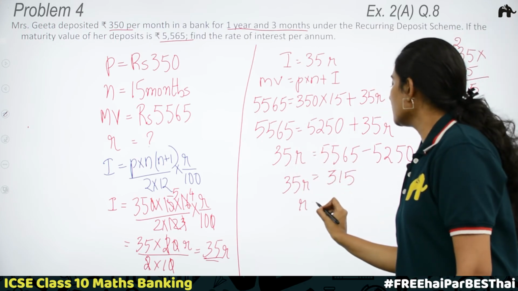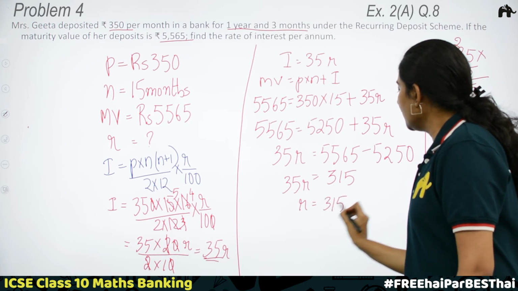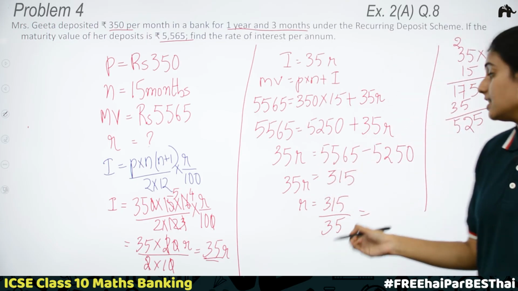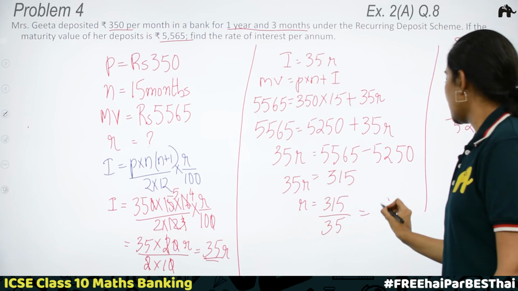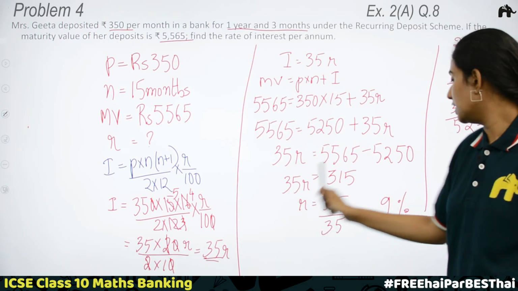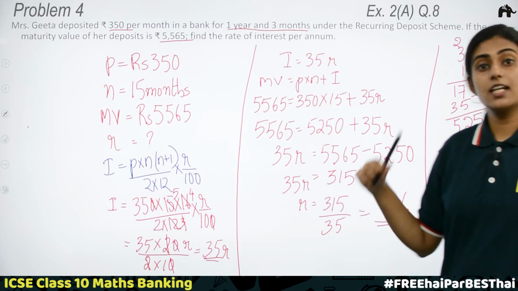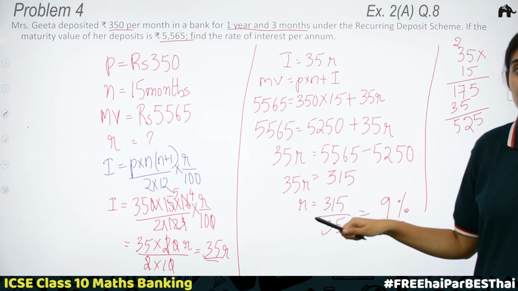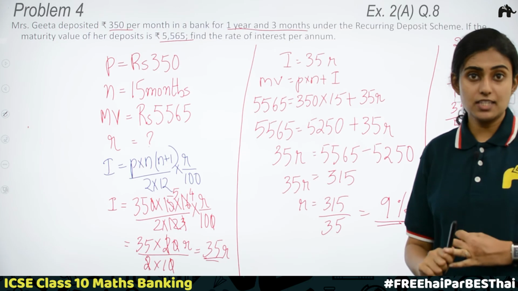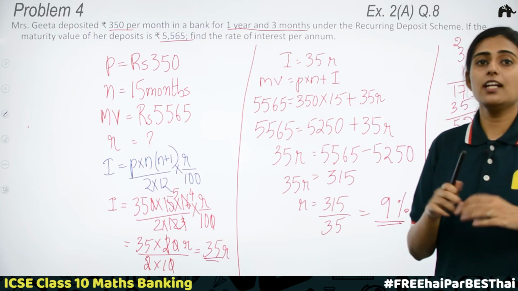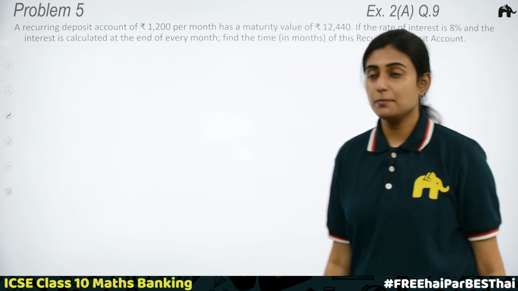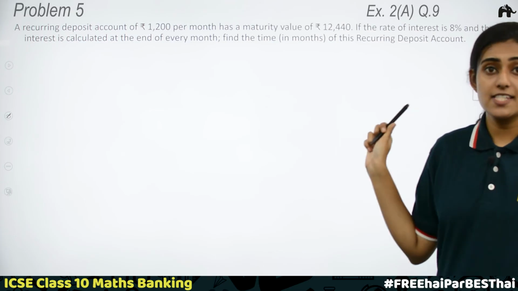Then the value of R is 315 by 35. 35 into 9 is equal to 315. So the answer is 9%. Rate of interest R is equal to 9%. This is type 3 problem, that is to find rate of interest. In the previous question, we discussed how to find monthly installment or P value. Before that, it was a direct question to find interest and the maturity value. Clear?